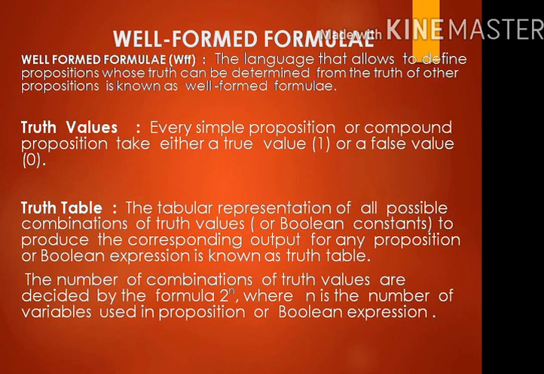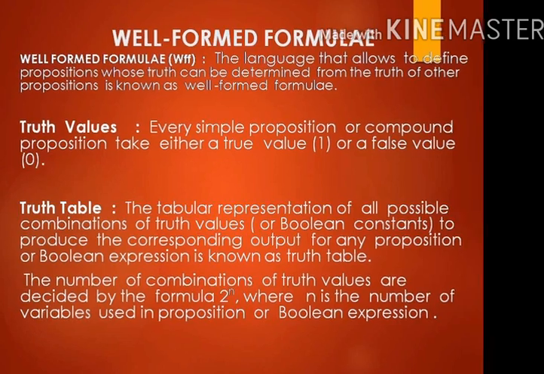What is truth table? The tabular representation of all possible combinations of truth values or Boolean constants to produce the corresponding output for any proposition or Boolean expression is known as truth table. The number of combinations of truth values is decided by the formula 2 to the power n, where n is the number of variables used in the proposition or Boolean expression.